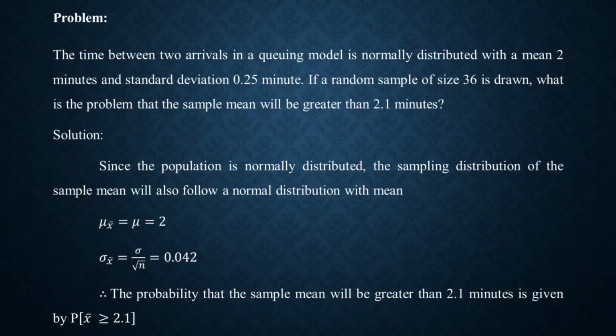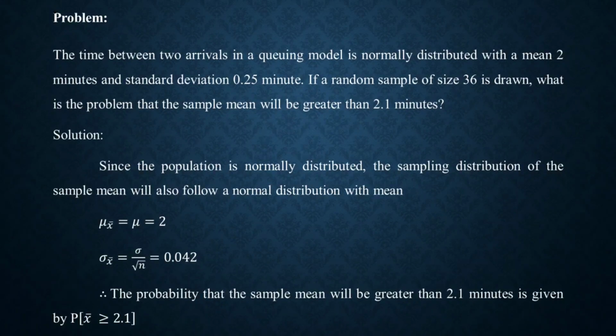Now let us see a problem based on this. The time between two arrivals in a queuing model is normally distributed with a mean of 2 minutes and standard deviation 0.25 minutes. If a random sample of size 36 is drawn, what is the probability that the sample mean will be greater than 2.1 minutes?